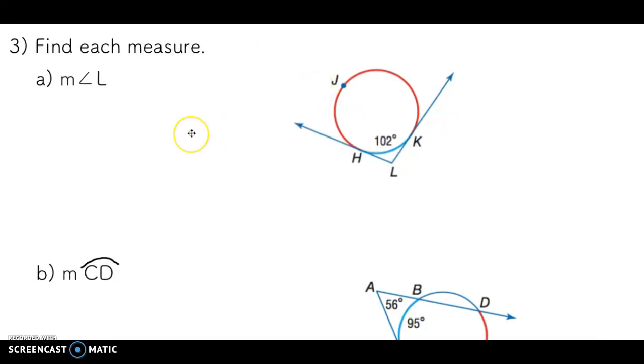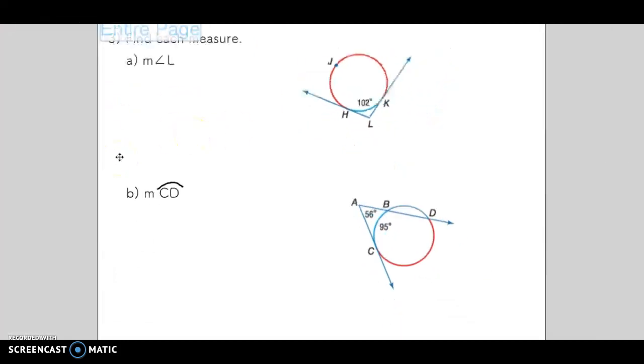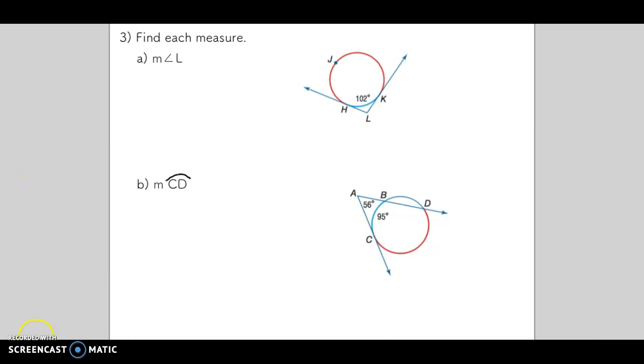Okay, find the measures of angle L and arc CD on your own. Please pause your video and try to work these. So the measure of angle L, I can use the theorem we just talked about, and it's going to be half of arc HJK minus arc HK. I know that arc HJK is going to be 360 minus 102. So I know it's half of 258 minus 102, so the answer is 78.